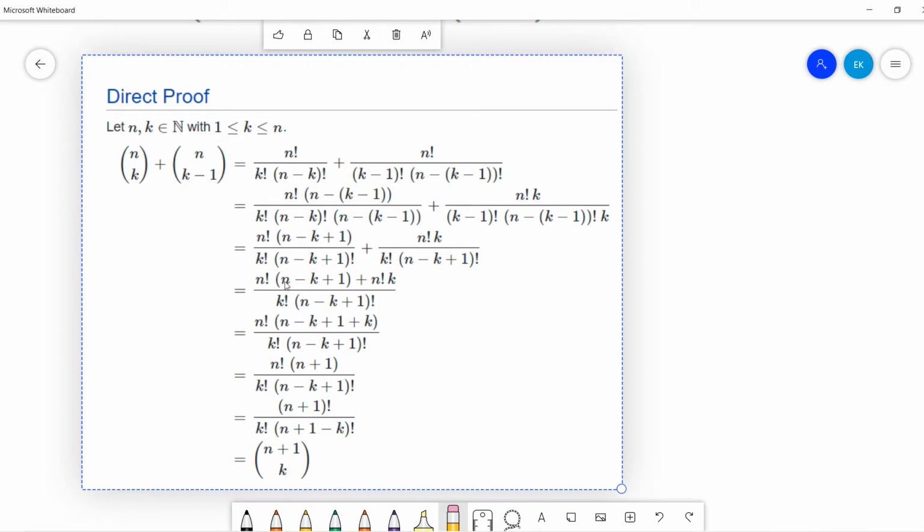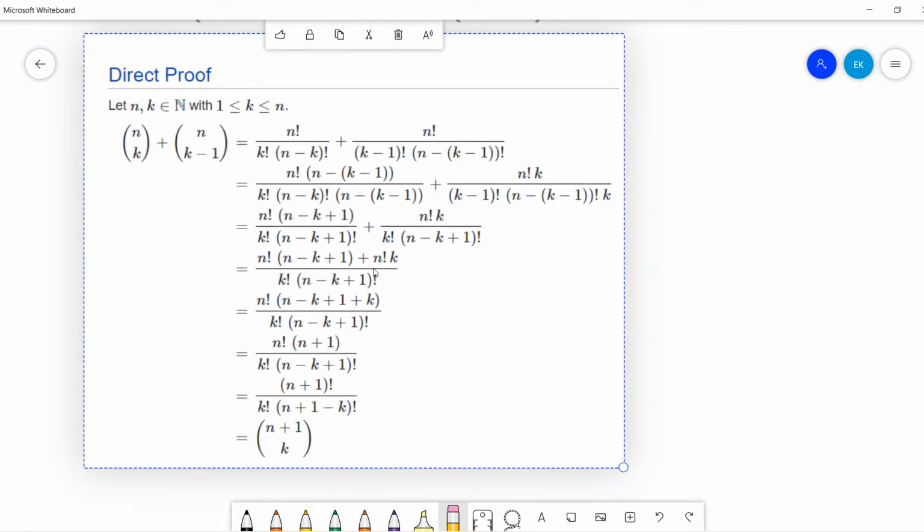Okay, so we can just add it up. And then we can pull out this n factorial, so it becomes n minus k plus 1 plus k. So k cancels, it becomes n plus 1, n factorial times n plus 1. So it becomes n plus 1 factorial divided by k factorial times n plus 1 minus k factorial. So by definition, this is just n plus 1 choose k. N plus 1 choose k.